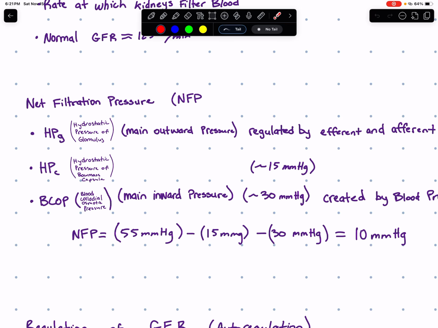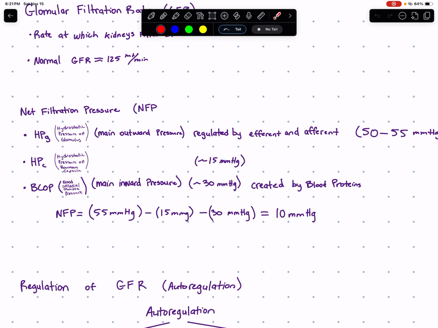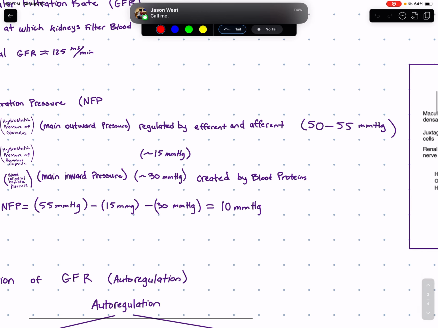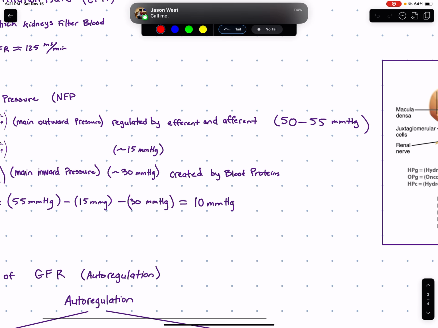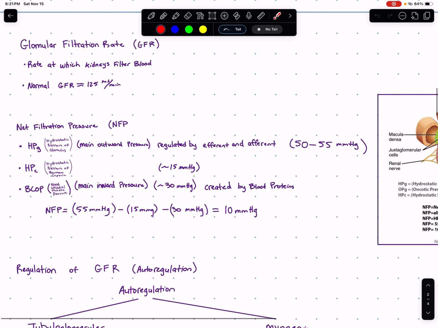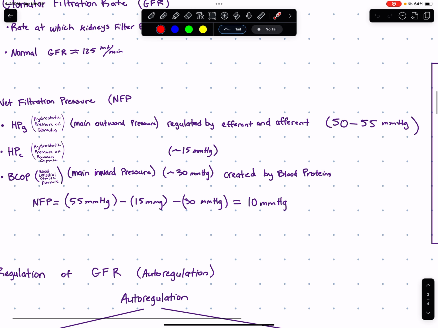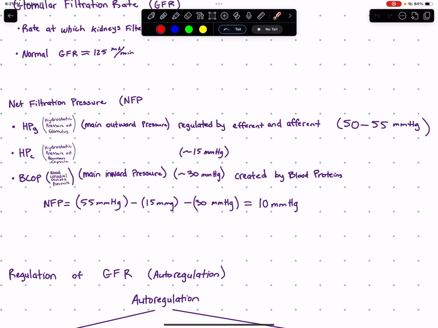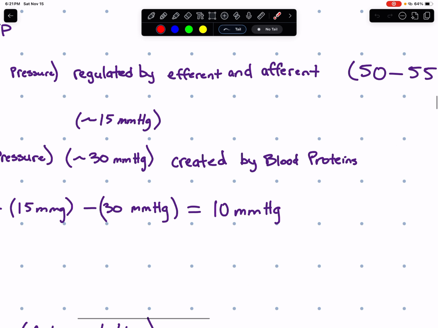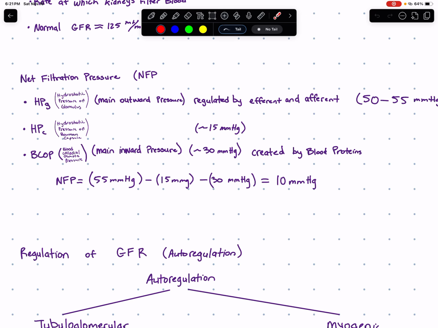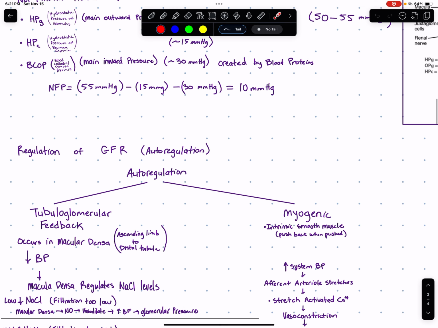The hydrostatic pressure of the glomerulus, that's the main outward pressure, is pushing at 55 millimeters of mercury. Then you have your capsular hydrostatic pressure, which is 15 in, as well as your BCOP, which is your blood colloid osmotic pressure, which is doing about 30 millimeters of mercury in, and that's created by your blood proteins, your albumin specifically. So your NFP is usually about 10 millimeters of mercury.